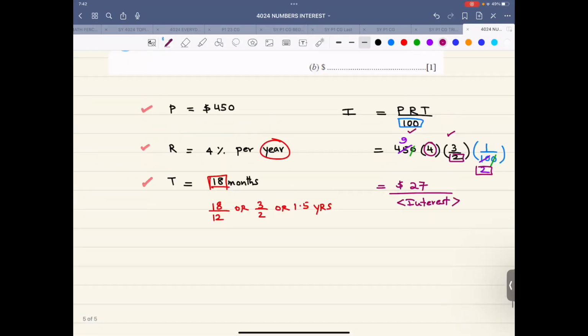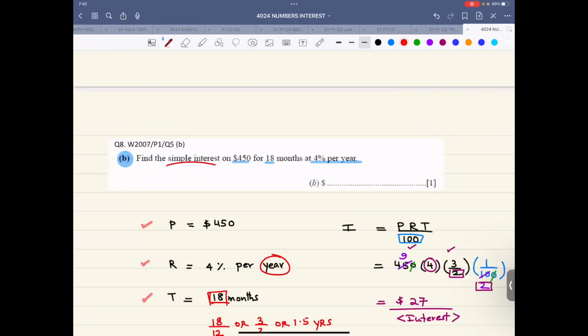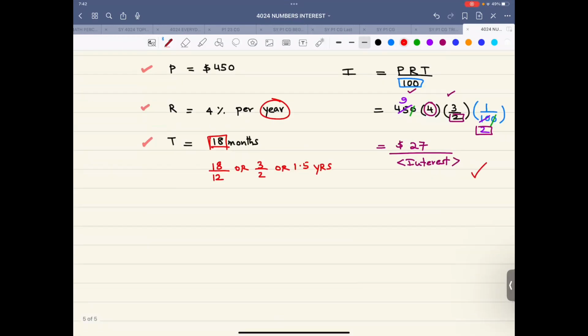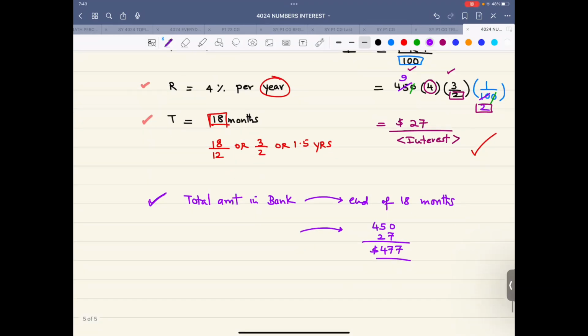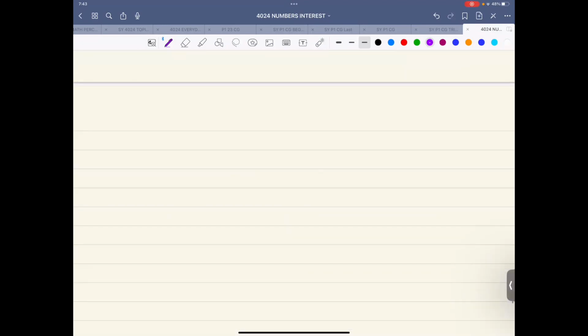Now, again, go up and double check. What are they asking for? They are simply asking for the simple interest. So that is $27. If, for example, they would have asked for the total amount in the bank or whatever savings institution at the end of 18 months, then the answer would be 450 plus 27. That comes out to be $477 if they would have asked for the total amount. So that is the basic idea of simple interest.